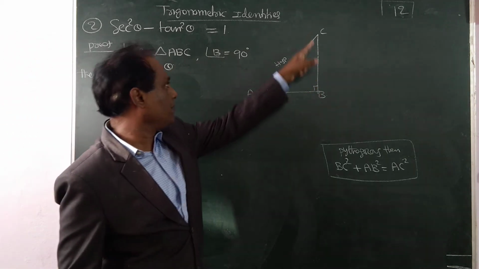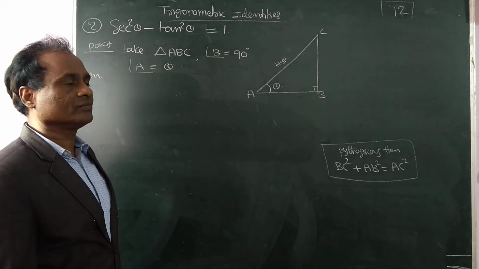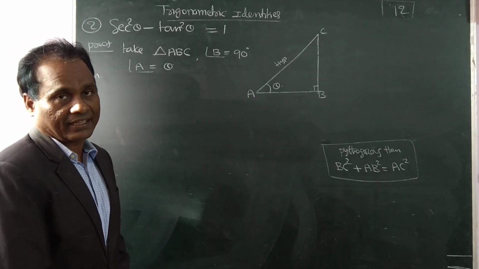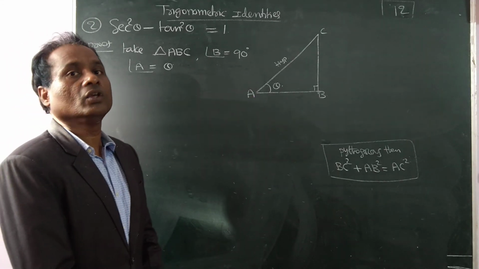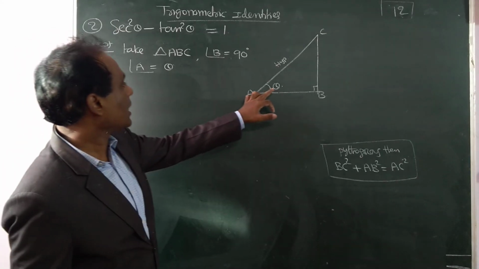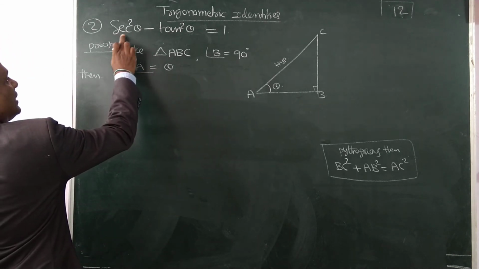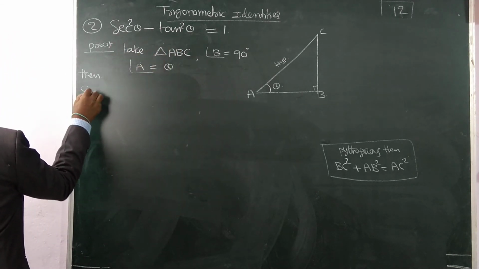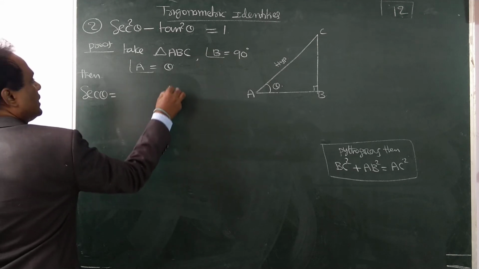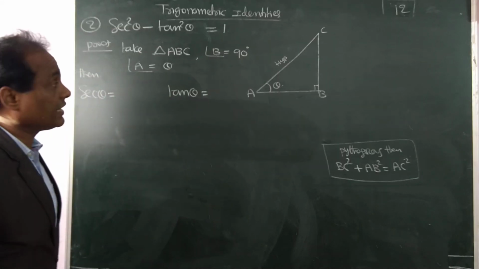Take triangle ABC, where B is 90 degrees, because we have to take a right angle triangle. Any one angle should be 90 degrees. So which angle am I taking? 90 degrees at angle B, and I am taking angle A is equal to theta. Then we require secant theta and tan theta. Remember the definition of secant theta and tan theta.